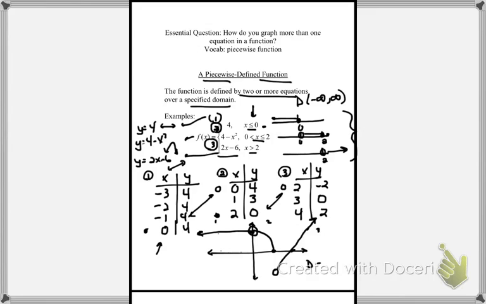The domain for this would again be all real numbers, from negative infinity to positive infinity. And the range would be my lowest y value, which is 2, with an open circle, to infinity.